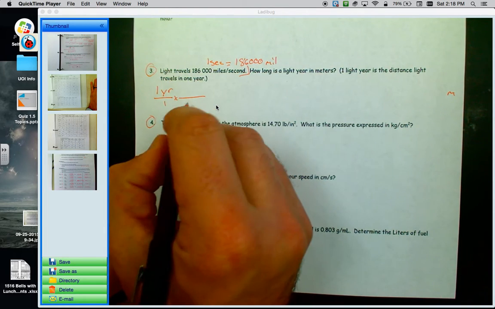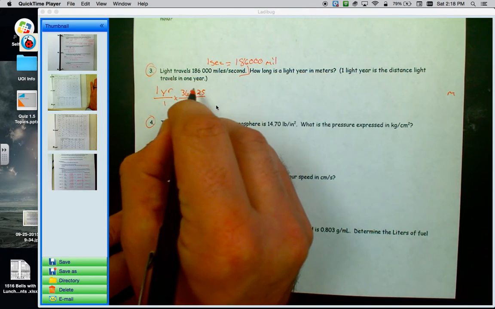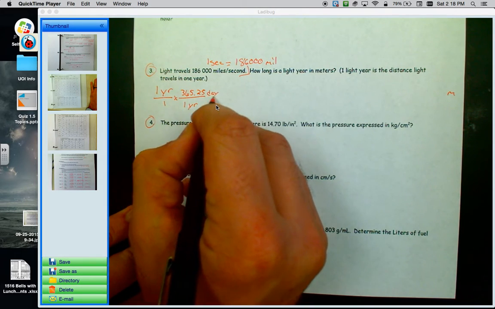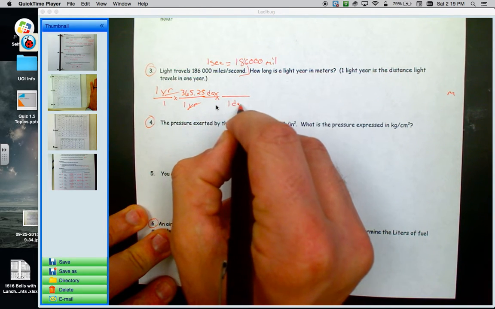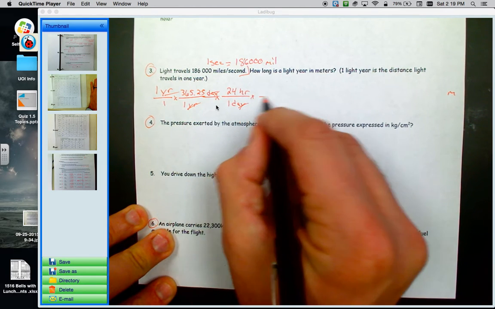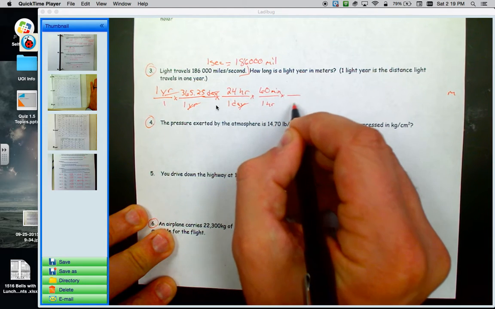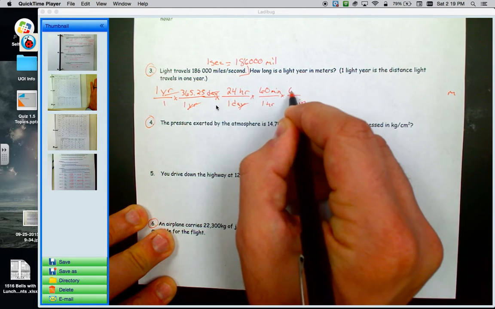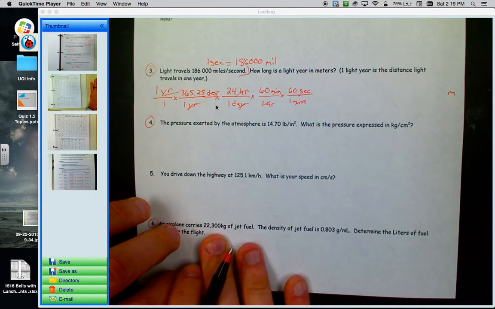And roughly, 1 year is equal to 365.25 days. Got to remember your leap year days. Years cancel. We're into days. We know 1 day is equal to 24 hours. We know that in 1 hour there are 60 minutes. And every 1 minute is 60 seconds. Those ones we're all pretty familiar with. Just a matter of setting it up to get those units to cancel.